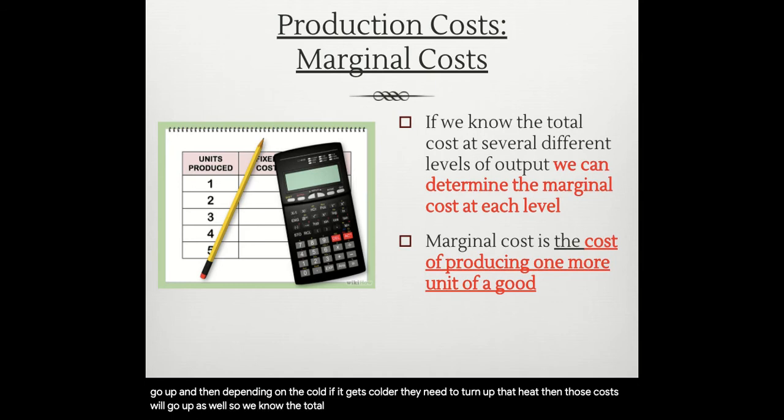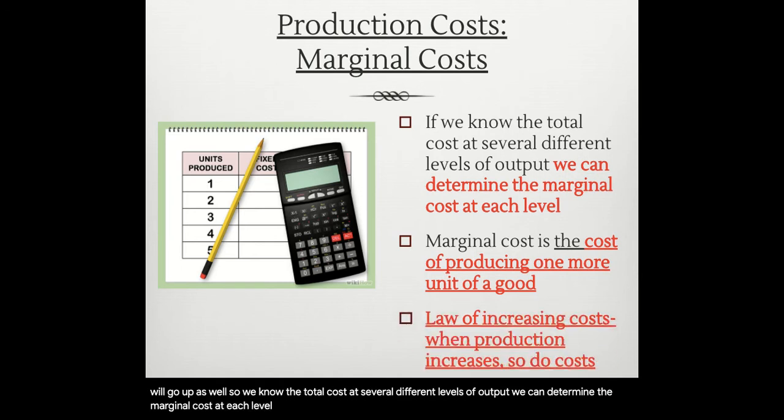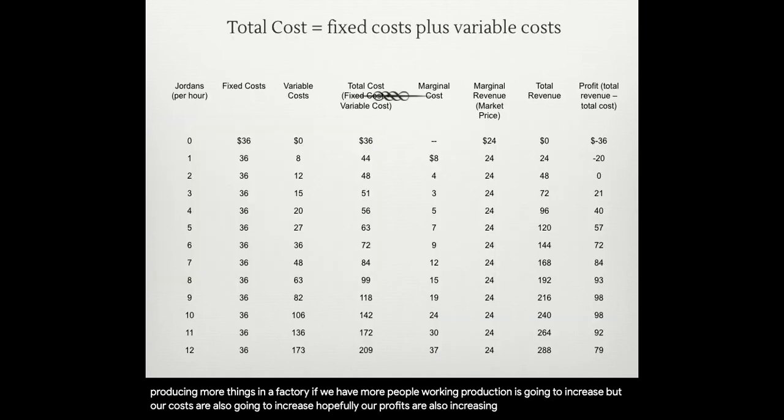So if we know the total cost at several different levels of output, we can determine the marginal cost at each level. The marginal cost is the cost of producing one more unit of a good. The law of increasing costs is when production increases, so do costs. Okay, so that kind of makes sense, right? If we're producing more things in a factory, if we have more people working, production is going to increase, but our costs are also going to increase. Hopefully, our profits are also increasing. So this sort of maps everything out for you in one big chart here. The total cost of producing something is the fixed cost plus the variable costs.